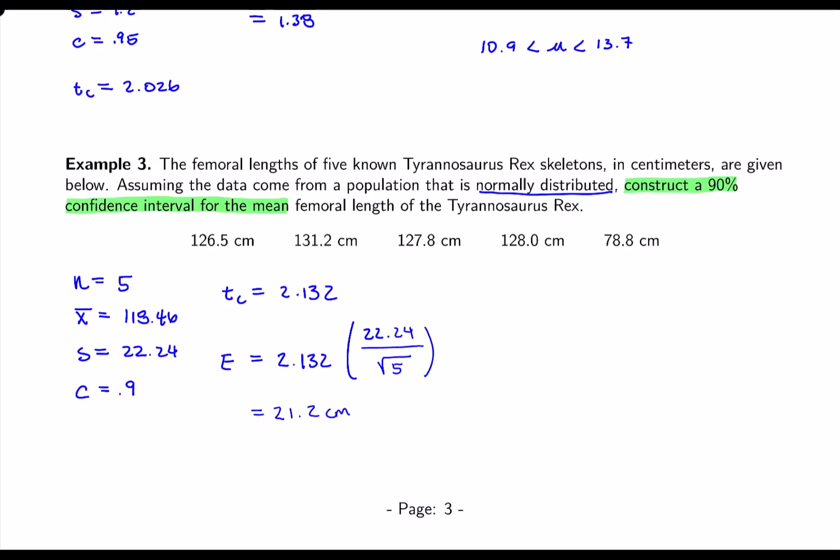Okay, which is a pretty large margin of error here, but the thing is, we're talking about animals that haven't existed for millions and millions of years, and we only have 5 of them anyway, so that's really not that bad, given how large these things were anyway. So now we can come up with our confidence interval.